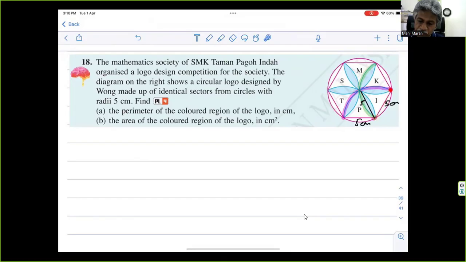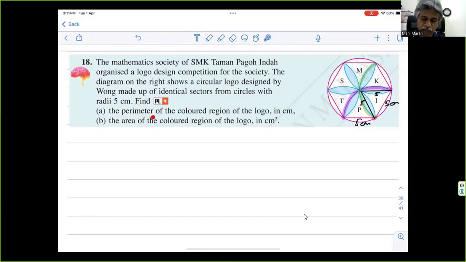Radius 5 cm here, 5 cm here. So this distance will also be 5 cm. If I were to draw a straight line from this point to the edge here, this will be 5 cm. So we can label this as 5 as well. Okay. So what are you asked to find here?